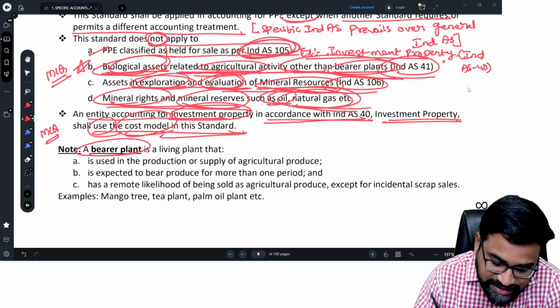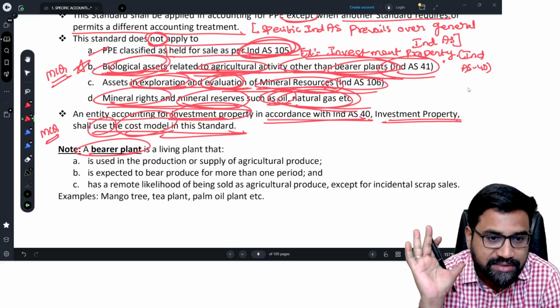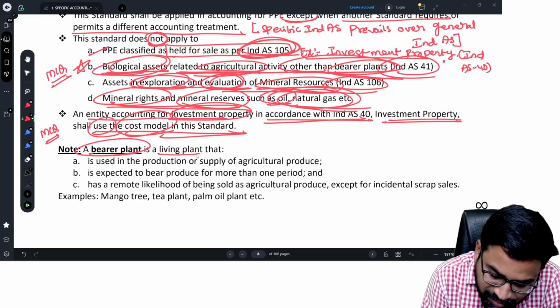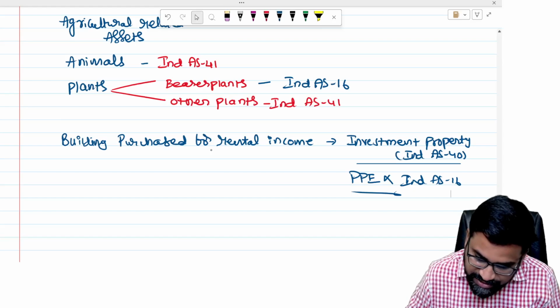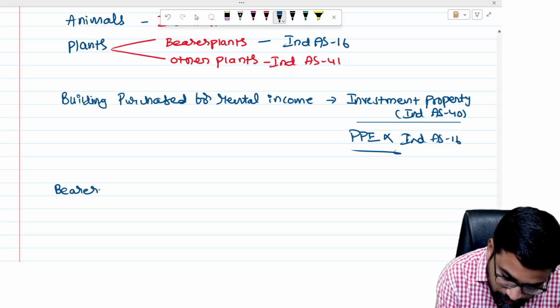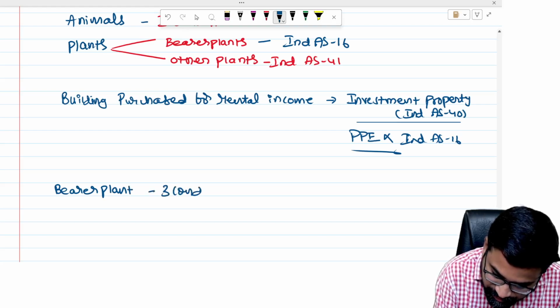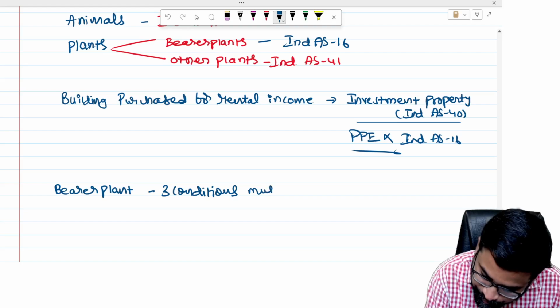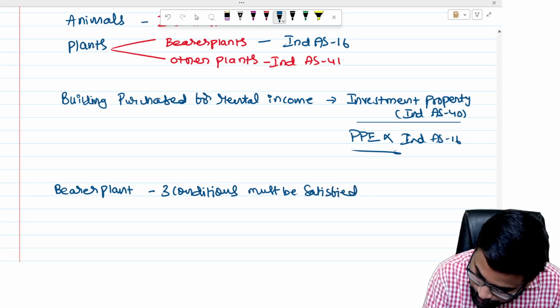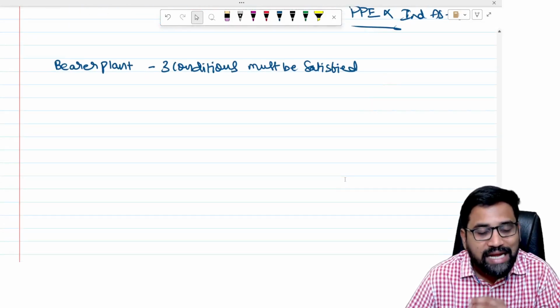See, actually the standard says a plant will be treated as a bearer plant if it satisfies three conditions. A bearer plant is a living plant that satisfies three conditions. What are the three conditions we need to satisfy in order to call a plant a bearer plant?